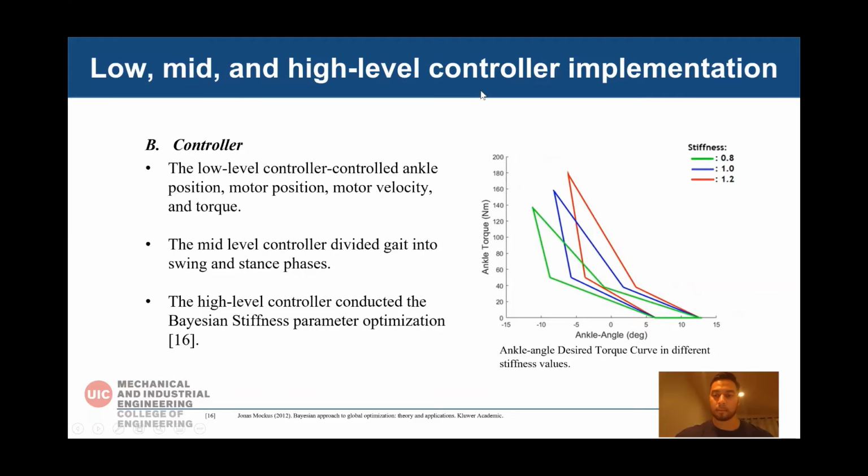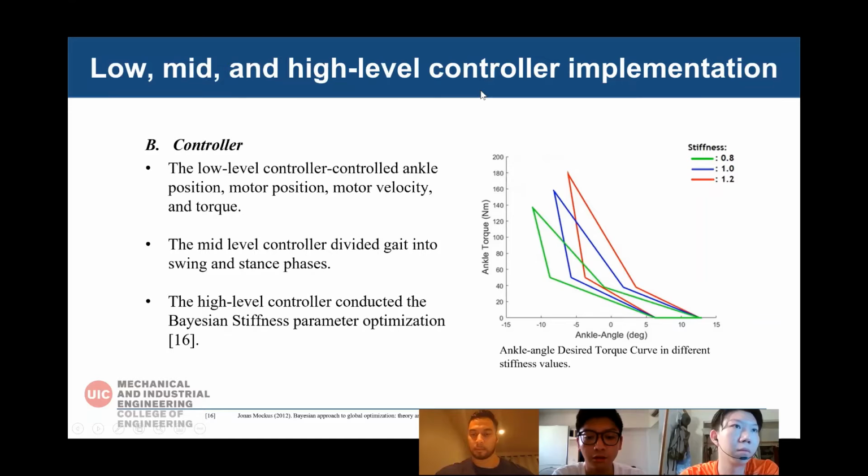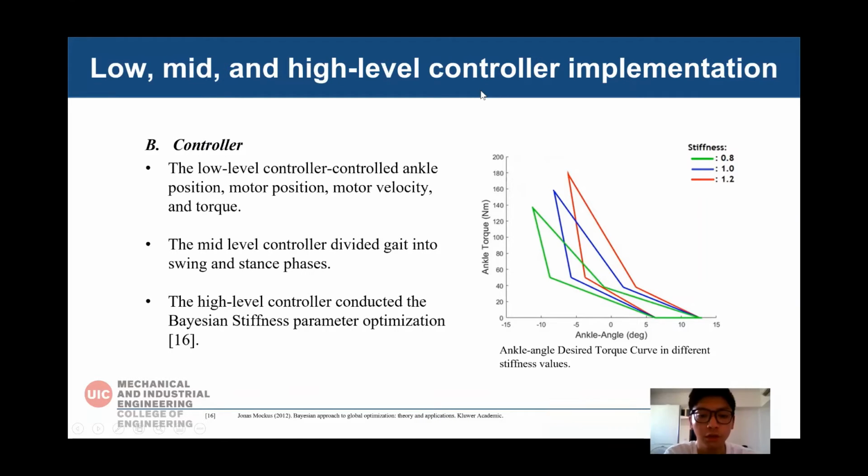Our controller was composed of 3 layers: low-level, mid-level, and high-level controller. In the low-level controller, it controlled ankle position, ankle torque, motor position, and motor velocity. The mid-level controller was a walking controller, which divided gait into swing phase and stance phase. We further divided the stance phase into plantarflexion and dorsiflexion. So we have 3 different walking states, which was decided by the torque and ankle value.